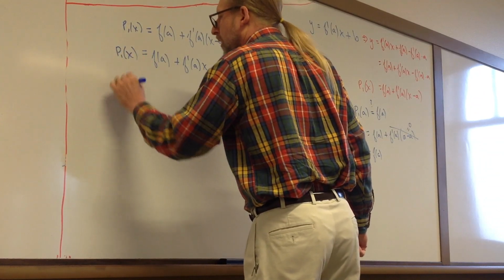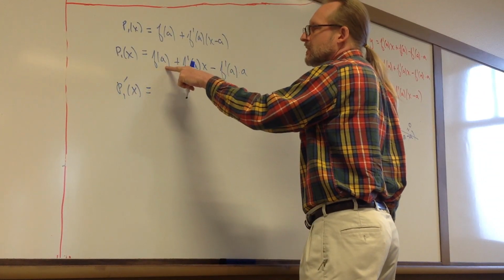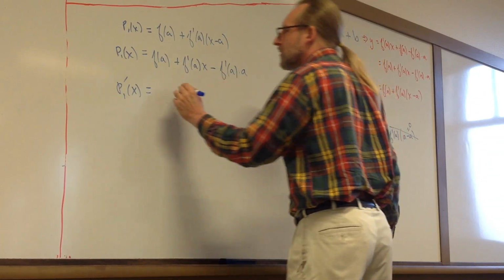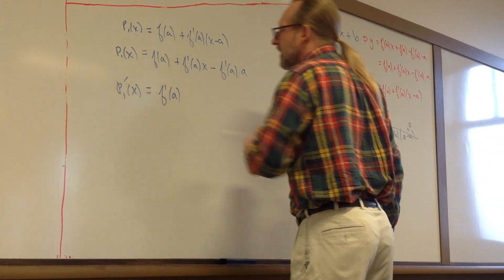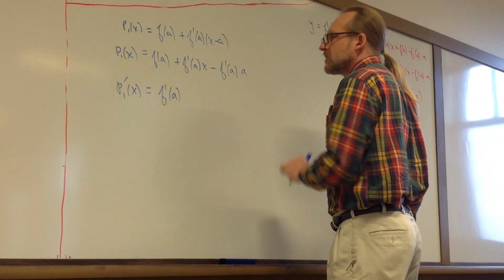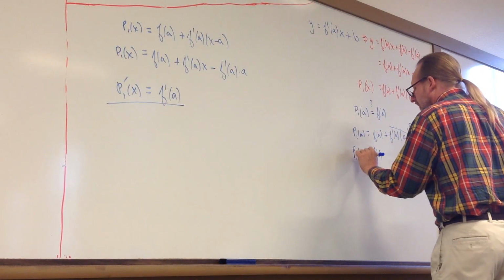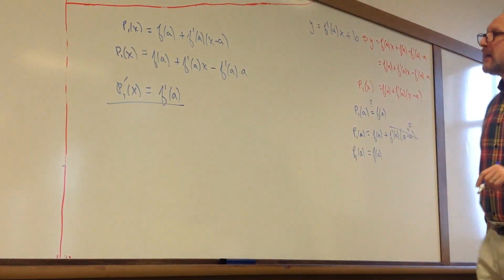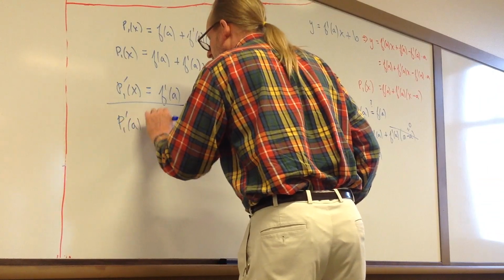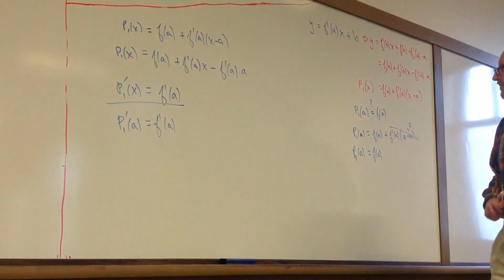Because now if we want p prime, this is a constant. This is just a numerical value. Its derivative is 0. Here's x to the first power, so its derivative will just be f prime at a, whatever that coefficient is there. This is another constant, and its derivative is 0, so there we go. All right, P1 at a is equal to f of a, and P1 prime at a is equal to f prime of a. So that matches up.